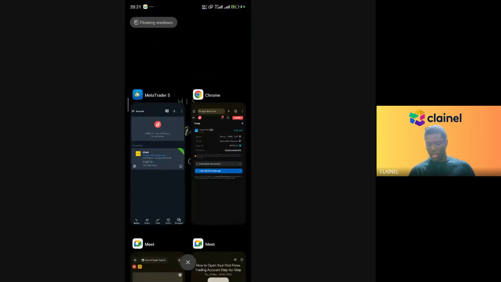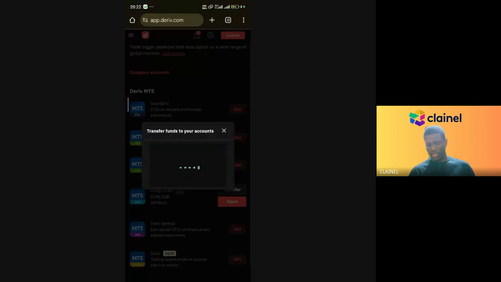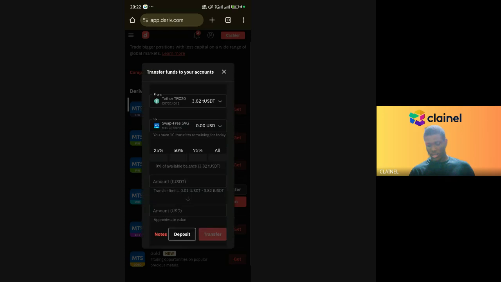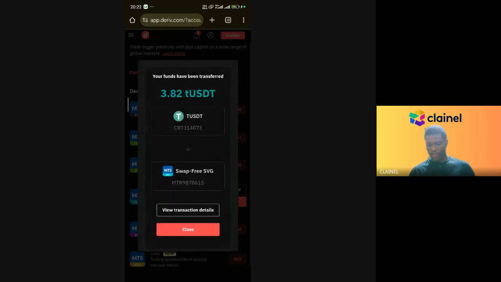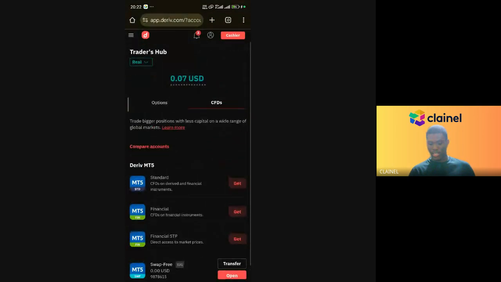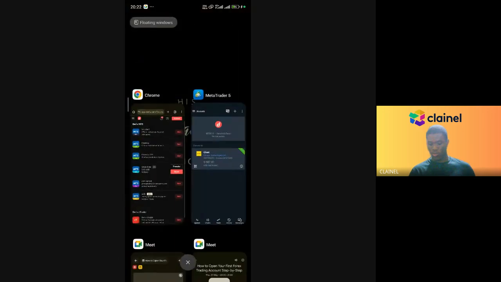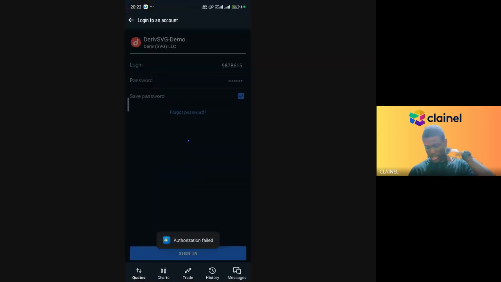So what I'm going to do now, I have to transfer money into the account. So I'll just come here, then click on transfer. The funds have been transferred successfully. So the money has gone into our MetaTrader 5. We can literally see it in our wallet when we log into our MetaTrader 5. All right, so sign in.